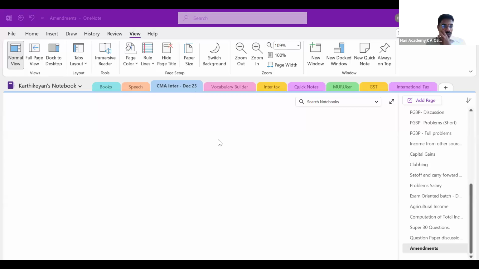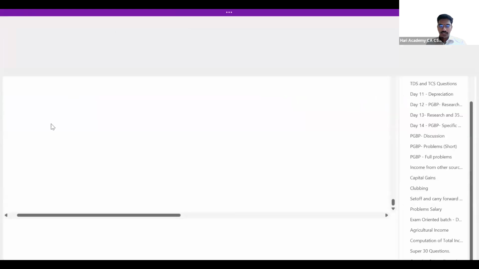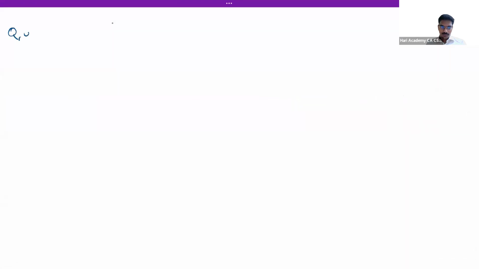So we were dealing with question number T3 till now. So we have completed 2 chapters' questions. One is residential status and the other one is agricultural income. Now let us go to question number 4, which is salaries. We'll deal with the salaries question now. Question number 4, salary.